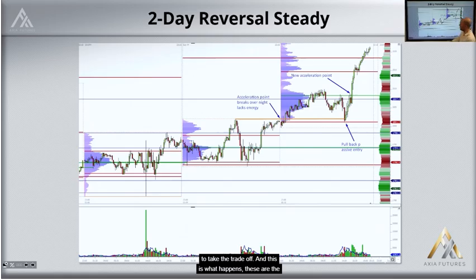And this is what happens. These are the two consolidation days. This is the test lower. This is the sellers getting away with it. So this is the point, the little orange line, that's where the break comes. That's the bit that you're interested in.